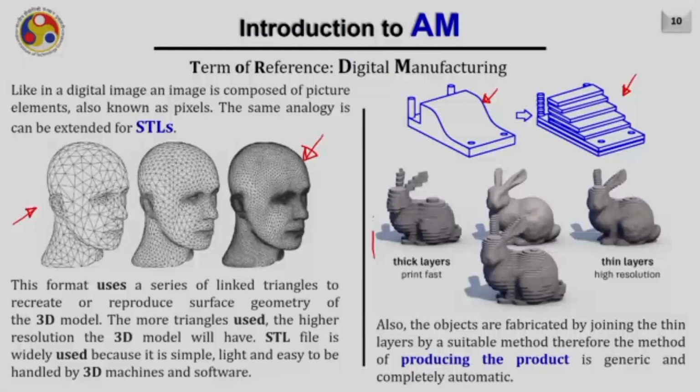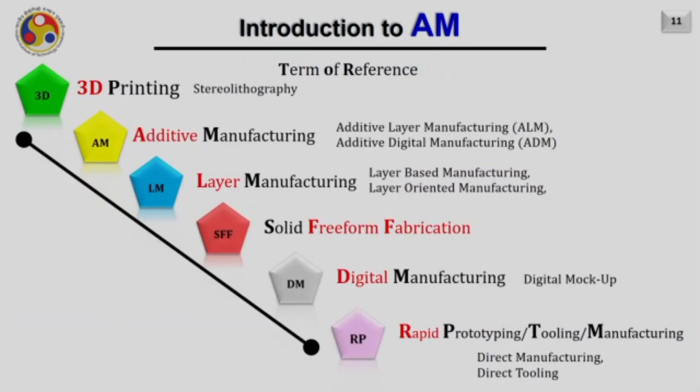You can see if I am using very thick layers, then of course the resolution will be quite bad, and if I am using very fine layers, the resolution will be very good. So the objects are fabricated by joining the thin layers by a suitable method. Therefore the method of producing the product is generic and hence completely automatic. That is why this technology, additive manufacturing, deserves to be called digital manufacturing.